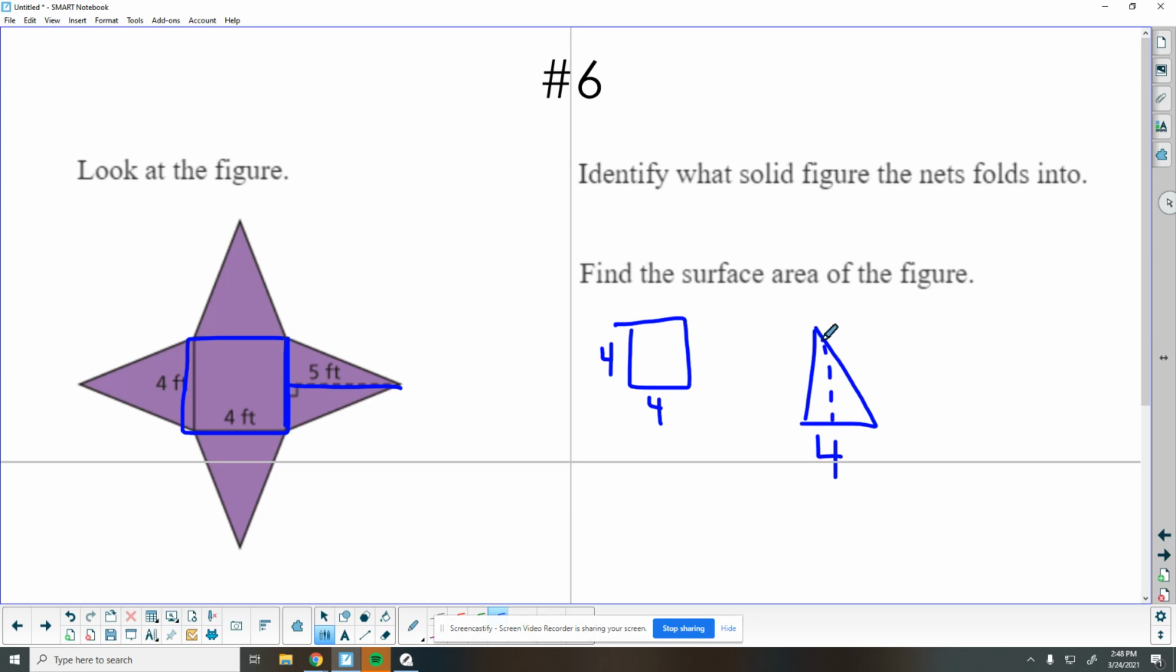So 4 by 5. So 4 times 5, what do we do to triangles? We cut them in half. Now, how many of these same triangles do I have? 1, 2, 3, 4. So once I know one triangle, then we want to multiply that by 4 to find all of them and then add it to our square base. Let's go ahead and finish that.